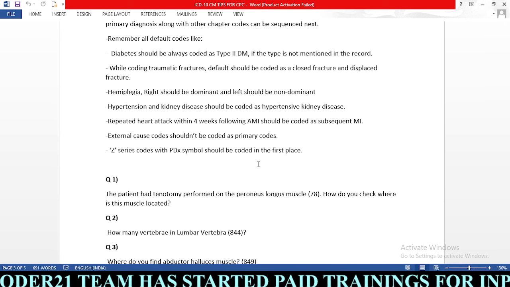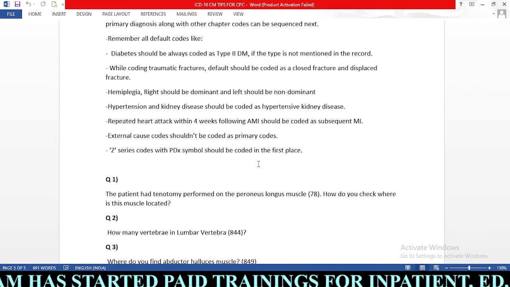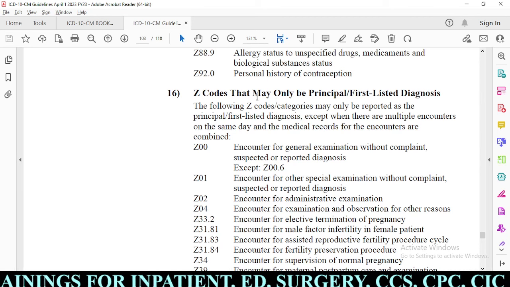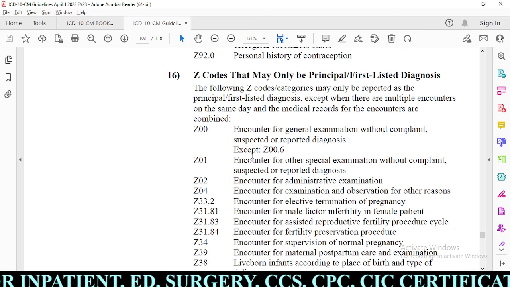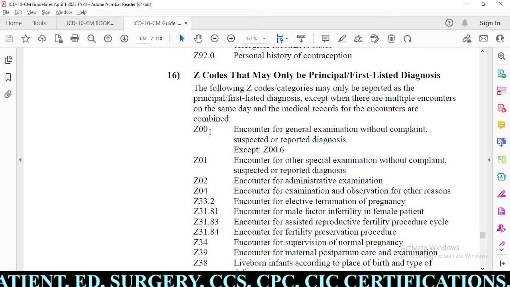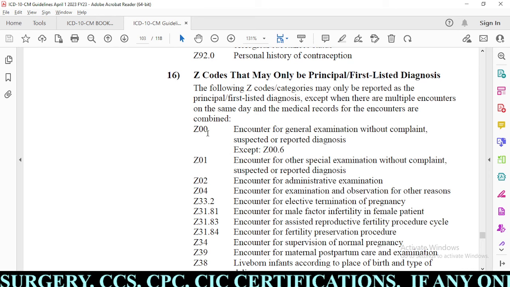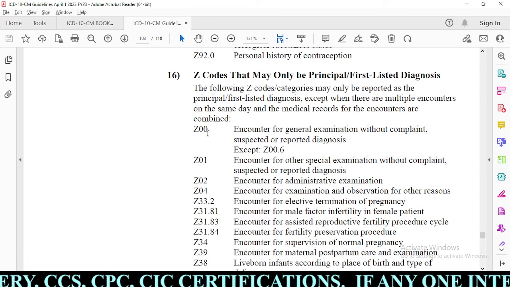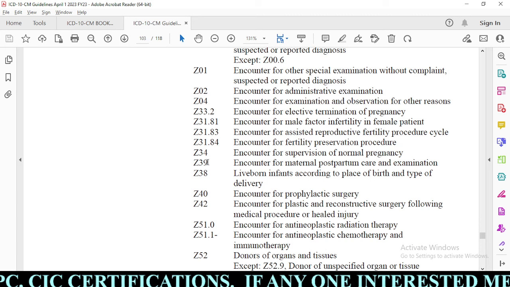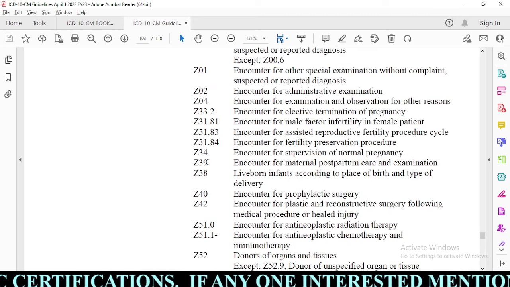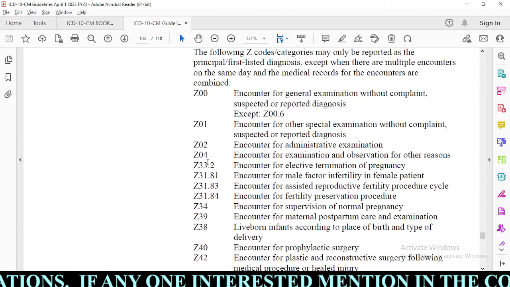And also you need to know Z series codes with the PDX symbol should be coded in the first place. If you check here, Z codes that may only be principal or first listed diagnosis. For example, if you find Z00, you need to think that this code must be the principal or first listed diagnosis. You can't code these Z series codes as a secondary code. These codes are always PDX, first listed, or principal diagnosis.